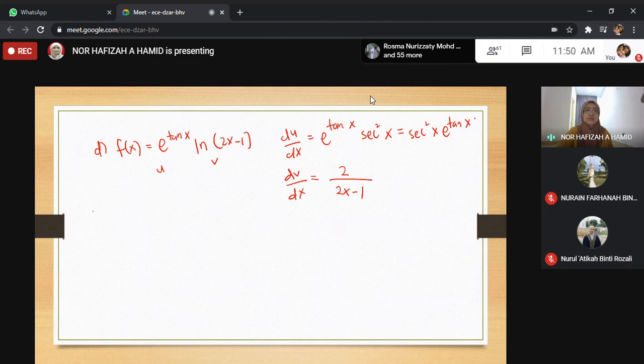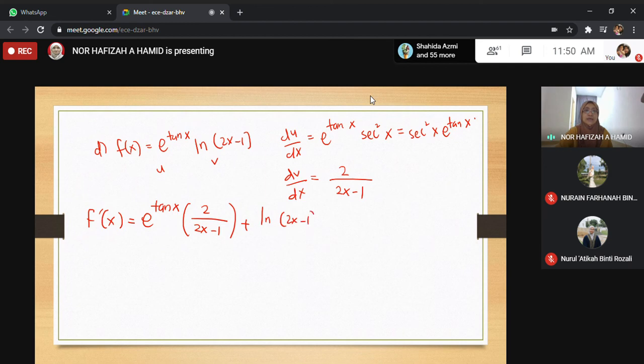Okay, so you boleh substitute to formula of the product rule. So you ada U E tangent x, U dv is 2 over 2x minus 1 plus with V ln 2x minus 1 and du. Du is secant square x E tangent x. Okay, so yang ni pun sebenarnya kalau you nak factor pun boleh. Okay, so kalau you tengok final answer dia tak factor kan. Tapi kalau contoh, so you boleh tinggal macam ni lah. Kalau you nak factor kan pun boleh. Contoh you boleh factorkan common term je lah.